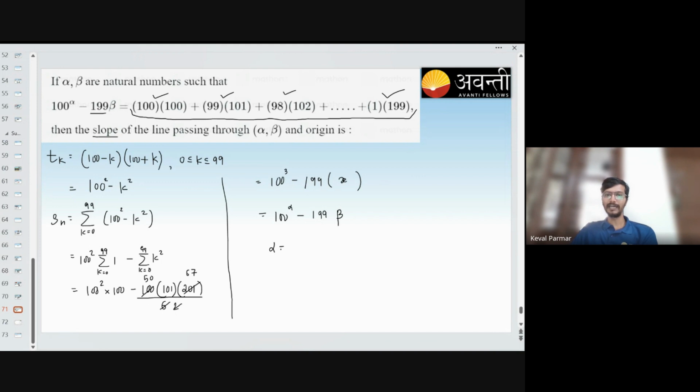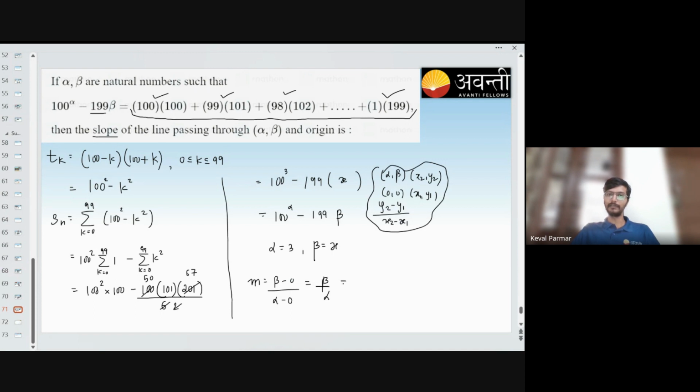So here, what will be alpha? Alpha will be equal to 3 and beta will be equal to x. What will be the slope? Slope will be beta minus 0 upon alpha minus 0. Why? Because slope is y2 minus y1 upon x2 minus x1, where alpha, beta is x2, y2 and origin is x1, y1. Got it? This will be basically beta upon alpha, which is x upon 3. Now I think we made a mistake here, but we'll see. Just find the value of x and we'll get it. Understood till here, guys? We made a mistake here, but it's fine. I will look at it afterwards.